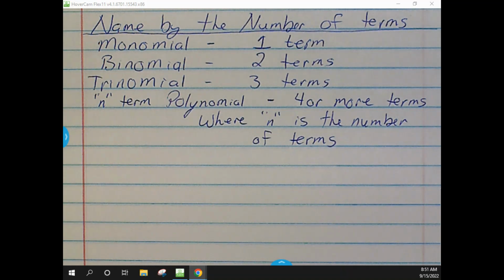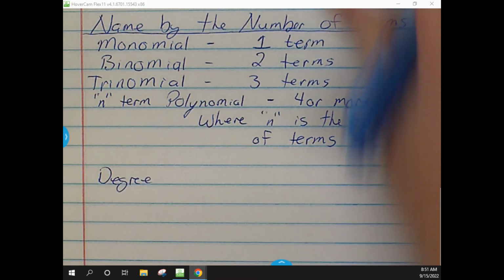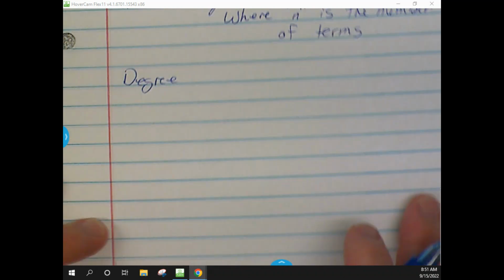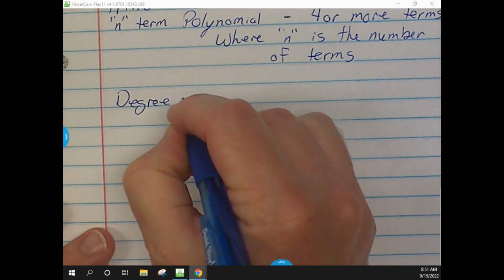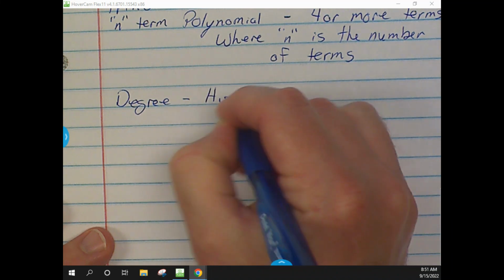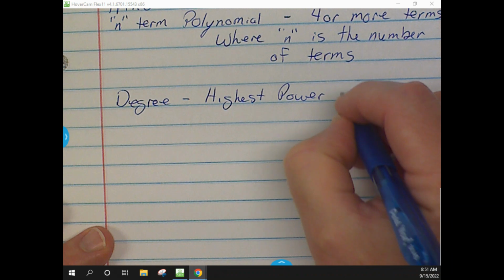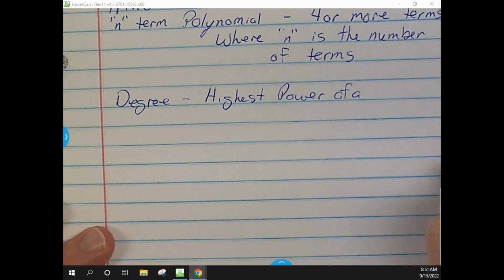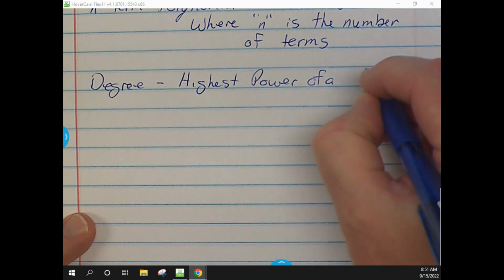Okay, the other thing they're going to talk about is the degree. And when you talk about what a degree is, that's the highest power of a, we'll say, specified variable.